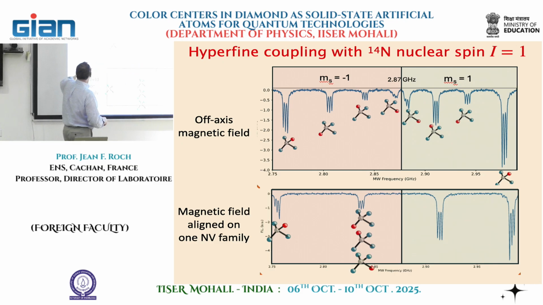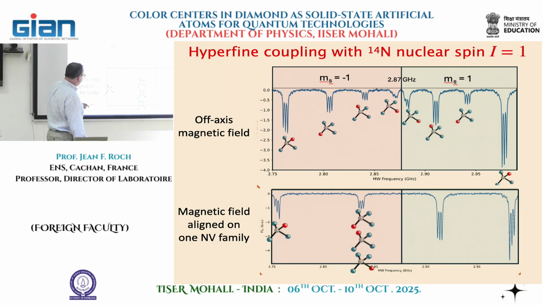And first, this is an off-axis magnetic field. So what you see is the 4 families of NV associated with the different orientations. And each family is split into these 3 components, as I mentioned before. The splitting value is the same.